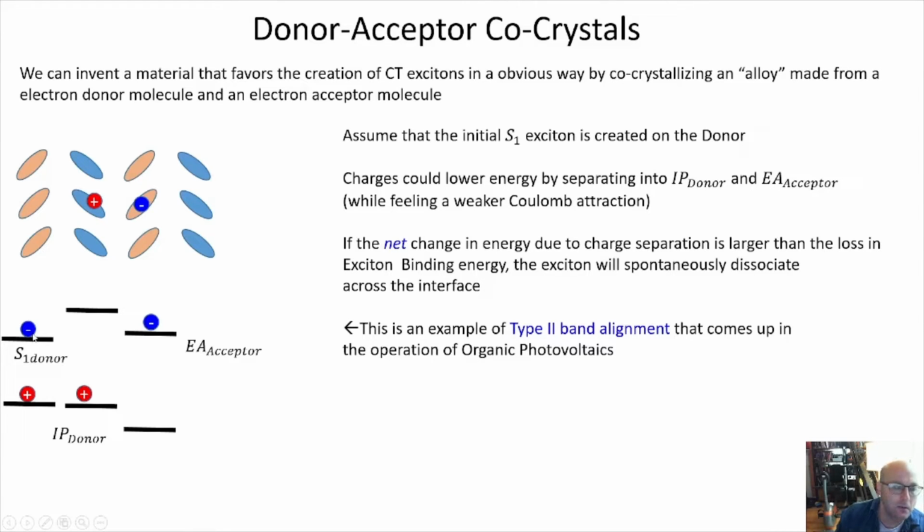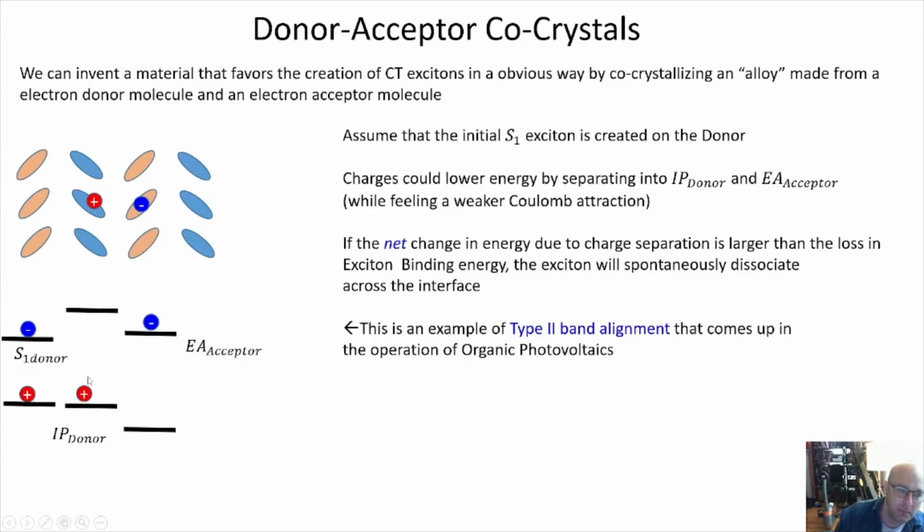And then the idea is there's an energetic driving force for the electron to go from the donor to the acceptor. So there's, in other words, a downhill energetic funneling of the electron to go here so that the electron sits in the affinity level of the acceptor while the hole stays behind in the ionization level of the donor. And so this is just a simple way to see the driving force for charge separation in a purposefully designed donor-acceptor co-crystal, like an alloy.